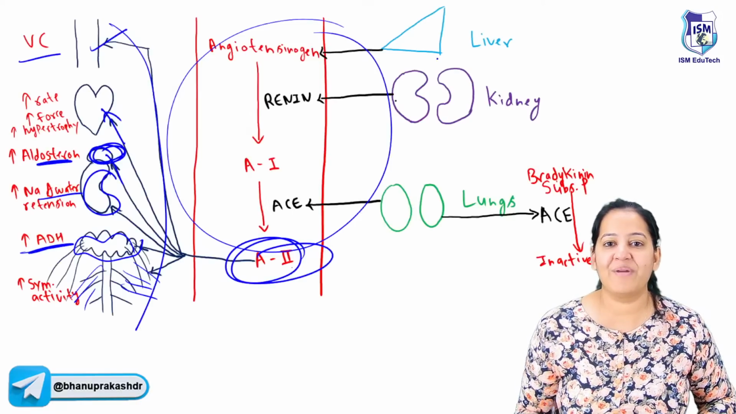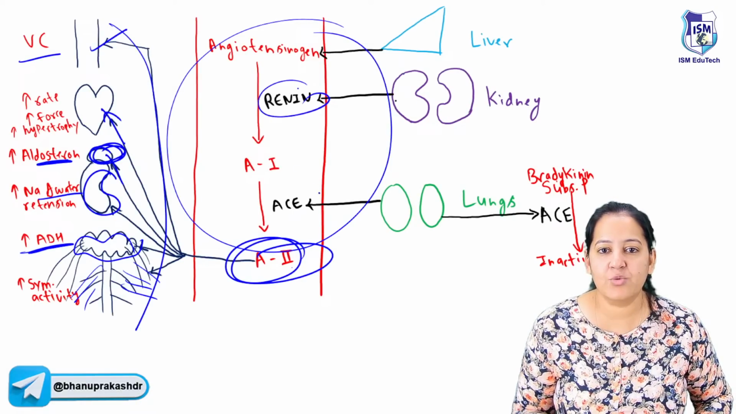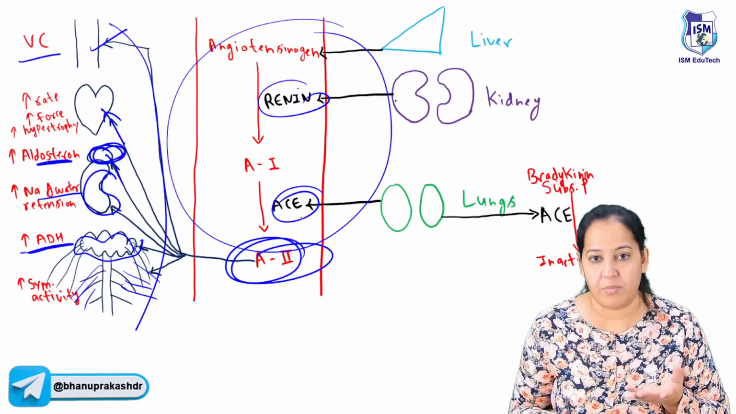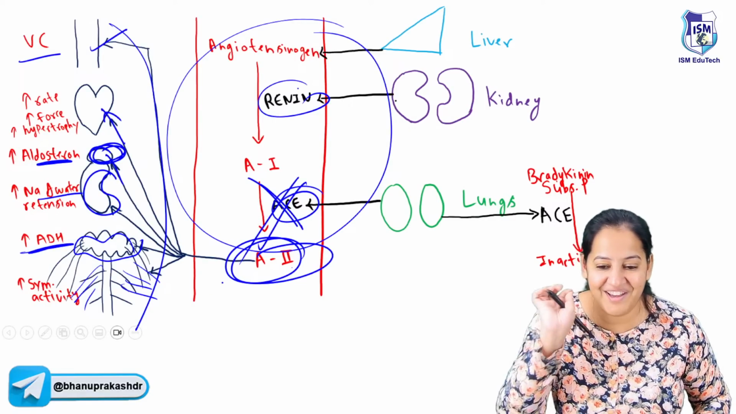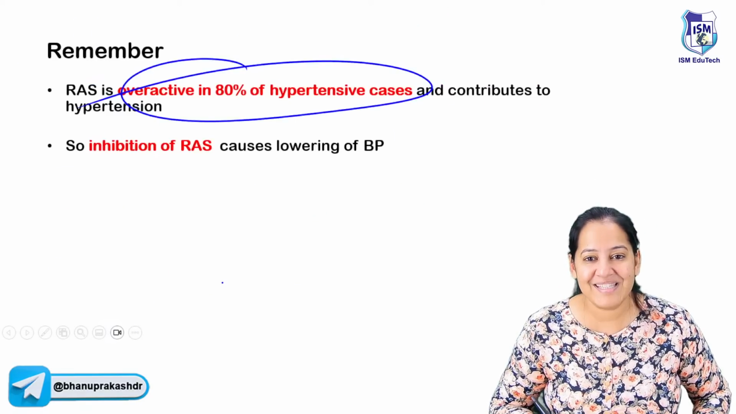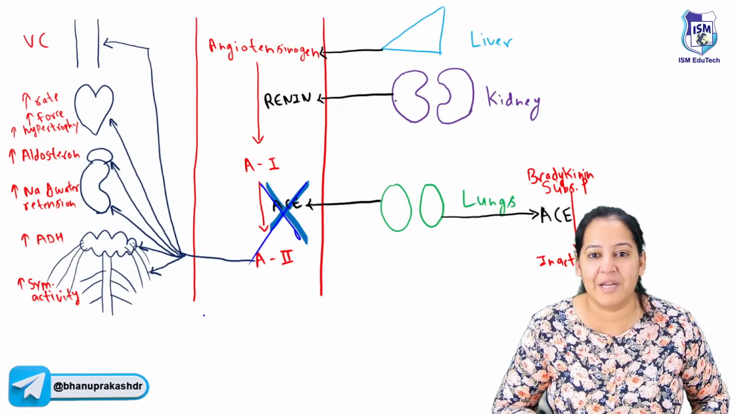If you know the cause, you can treat it. The cause is these 2 enzymes are coming in the blood, even when blood pressure is normal. So I will give a drug known as ACE inhibitor. Here comes the role of the ACE inhibitor. So what is ACE inhibitor? ACE inhibitor is a drug that inhibits ACE.